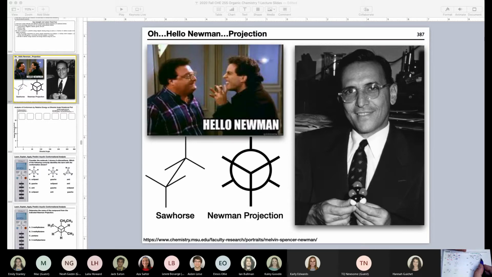Five equals, we have some disagreement here. Hannah and Aiden both say 5 equals H. Max says it should be methyl. I'm going to agree with Max in that 5 is equal to methyl, and then 6 is equal to H. And I'm going to show you why I agree with Max.